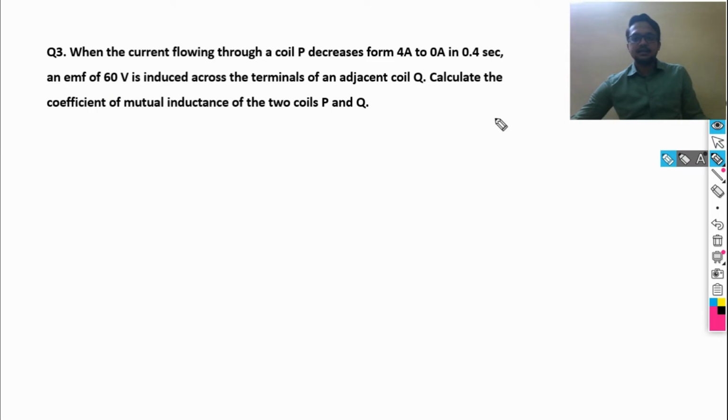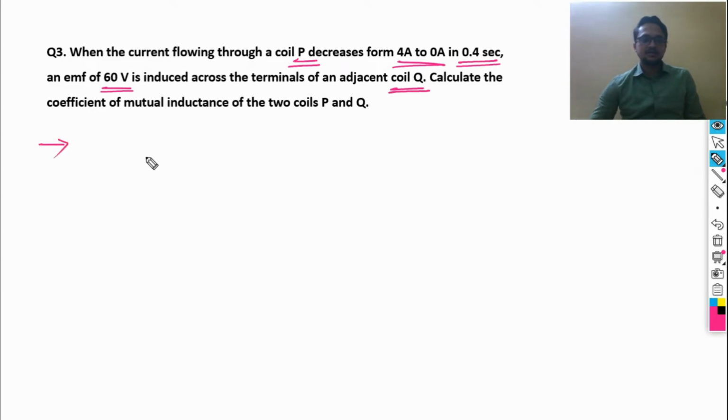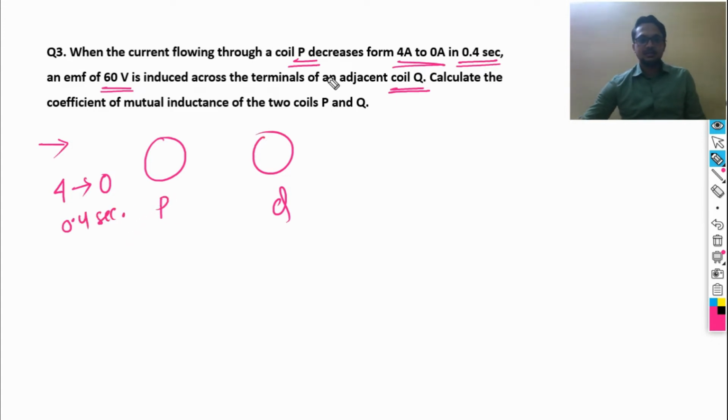Come to the next question. When the current flowing through a coil P decreases from 4 ampere to 0 ampere in 0.4 second, an EMF of 60 volt is induced across the terminals of an adjacent coil Q. So here 2 coils are there, suppose this is coil P and this is coil Q. In coil P the current is changing from 4 ampere to 0 ampere in 0.4 second, and for that reason a 60 volt EMF is induced here.